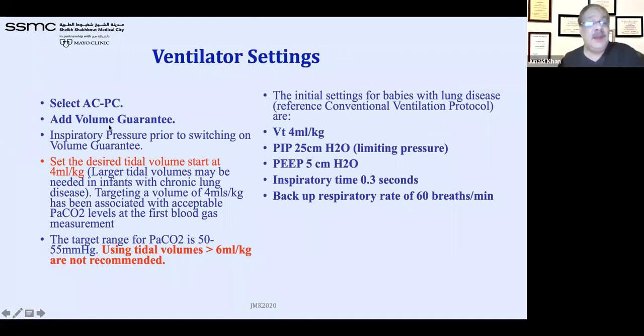So add volume guarantee, then set the desired tidal volume according to the condition and age of the patient. As I showed you in the previous slide, it is 4 ml per kg. The target range of PCO2 is 50 to 55. Using tidal volume more than 6 ml is not recommended in most settings. So these are our settings: 4 ml per kg, 25 centimeter of water, PEEP 5, inspiratory time 0.3, backup respiratory rate of 60 breaths per minute.